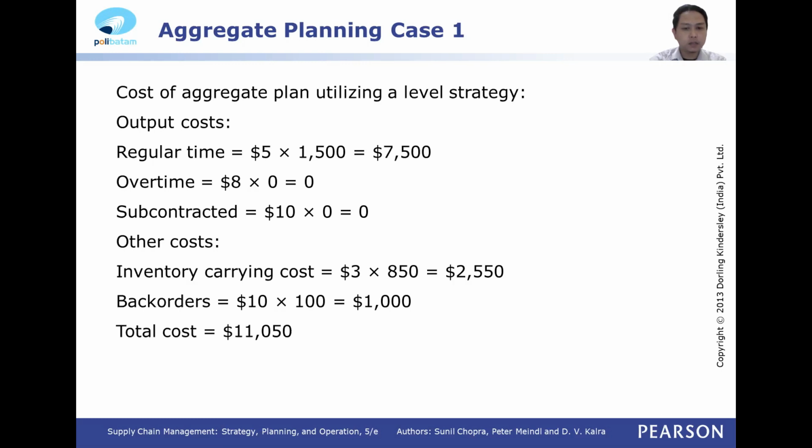For back order cost, we have $10 multiplied by 100. Then the result is $1,000. So we sum each cost above, then the total cost becomes $11,050. That is scenario 1 for aggregate planning using the level strategy.